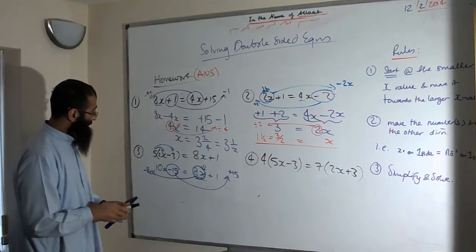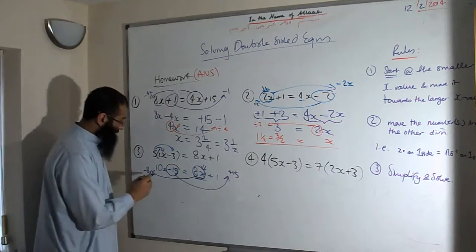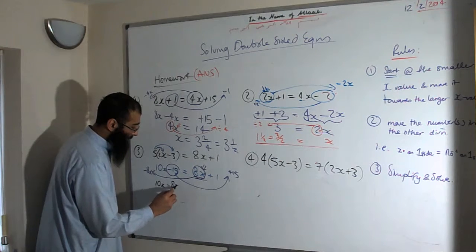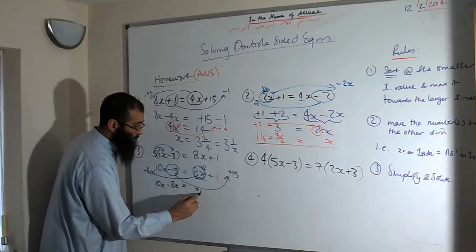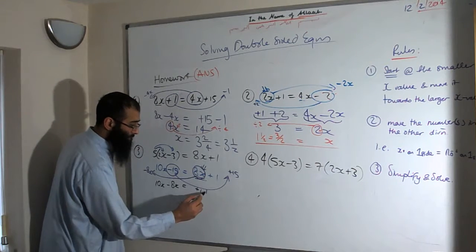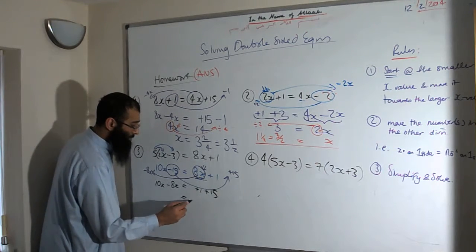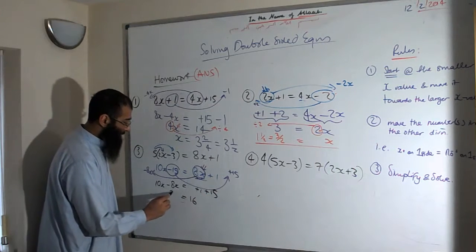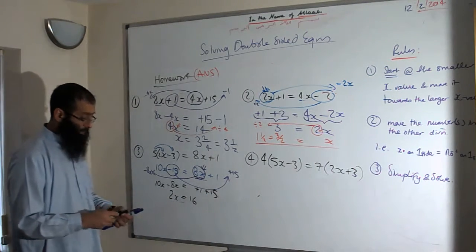Okay, let's have a look. Let's rewrite on this side. So we have here now 10x minus 8x is equal to plus 1, which is already here, and add another 15 that's joined it. 1 add 15 will give you 16. 10x minus 8x will give you 2x.